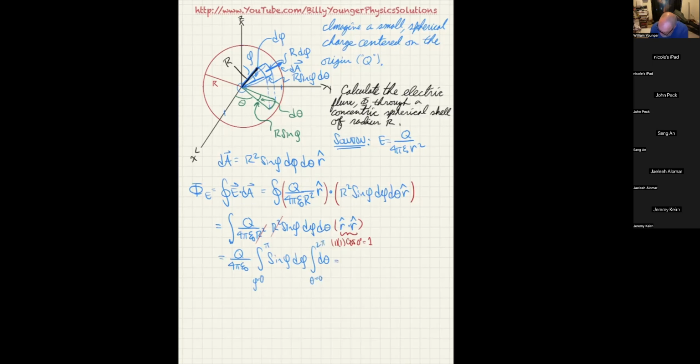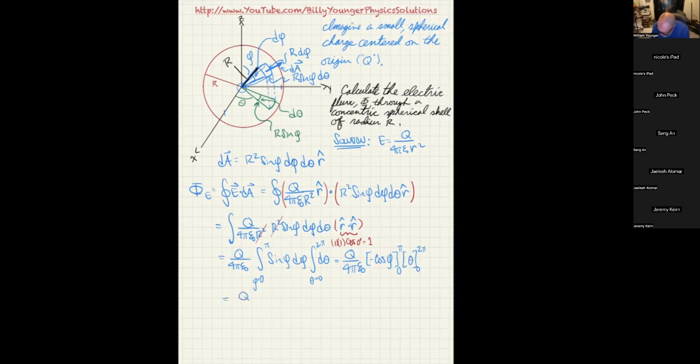Well, that's pretty straightforward. I get q over 4 pi epsilon naught. Of course, the derivative of cosine is negative sine, so the integral of sine is negative cosine. So I'm going to get negative cosine phi, evaluated from 0 to pi. And then, of course, the integral of d theta is just theta, evaluated from 0 to 2 pi.